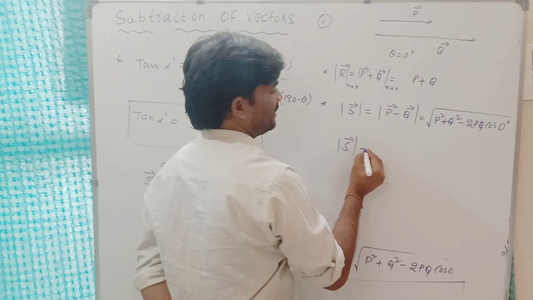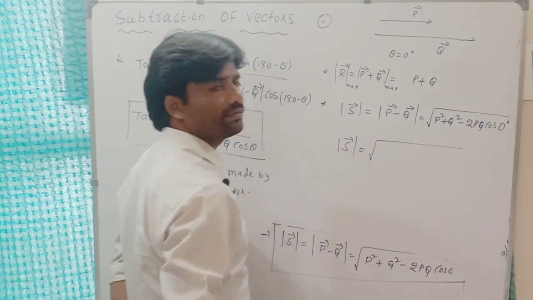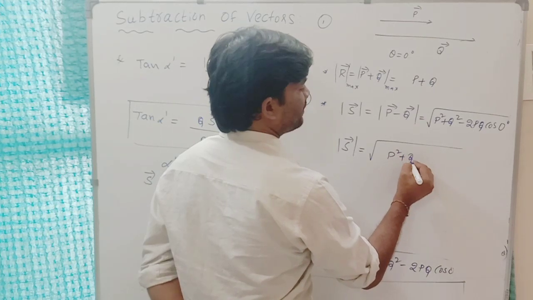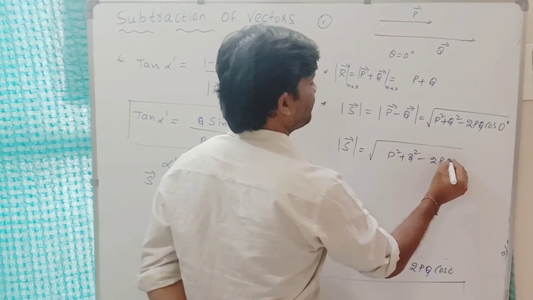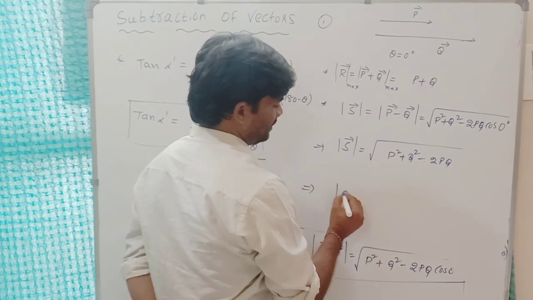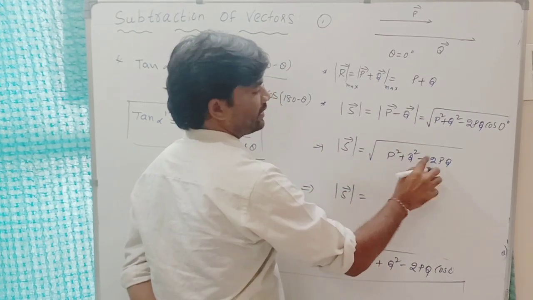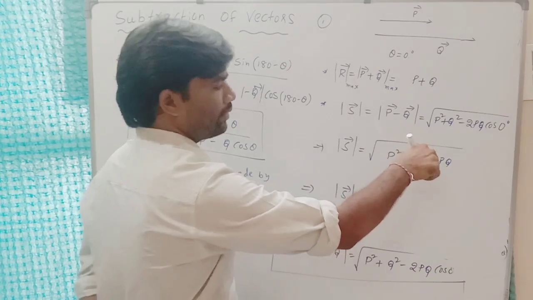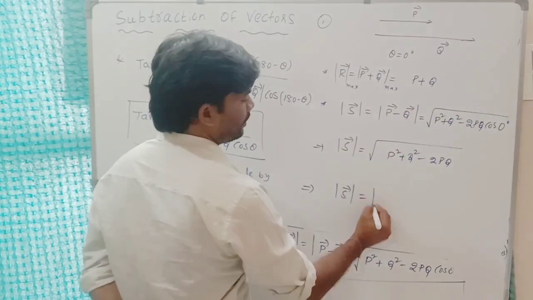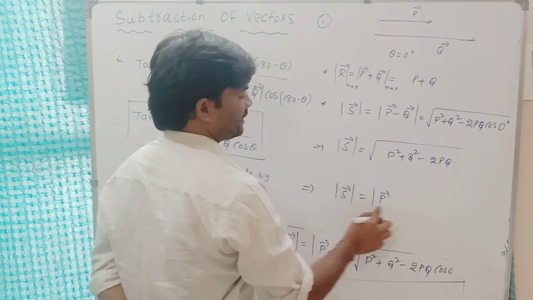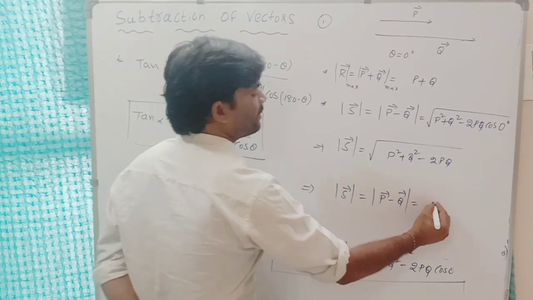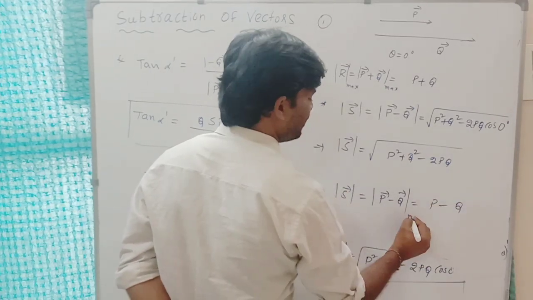Mod of S is equal to root of P square plus Q square minus 2PQ. So this implies S is equal to root of (P minus Q) whole square, and the root and square cancel. So you can write directly, this S means P bar minus Q bar, its magnitude is P minus Q. This is minimum.